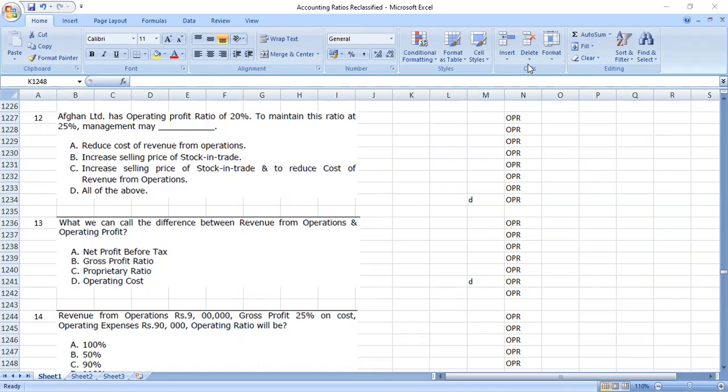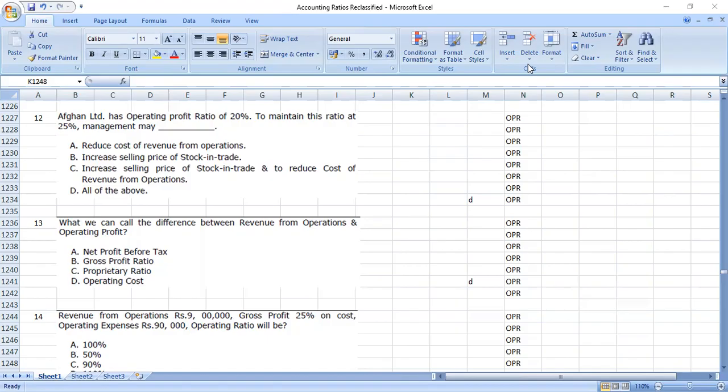Anyway, when you increase the selling price of a product, what happens? The total amount of sales will obviously go up. So total revenue from operation goes up, and the operating profit will also increase. So second is also correct. If 1 and 2 are correct, it has to be all of the above. D. Oh, C is also there. Increase selling price of stock in trade and reduce cost of revenue. That is also, I think D is the correct answer.